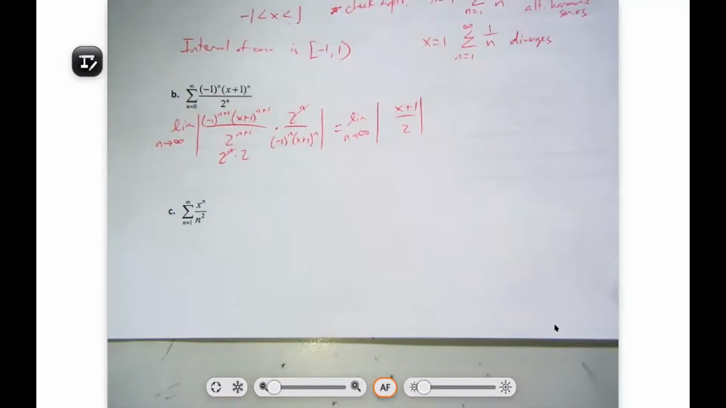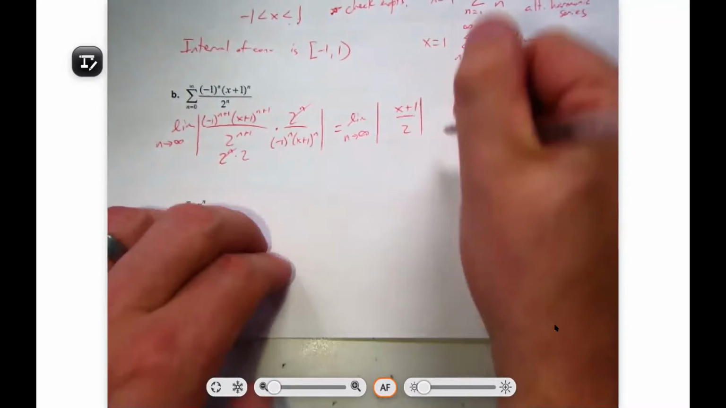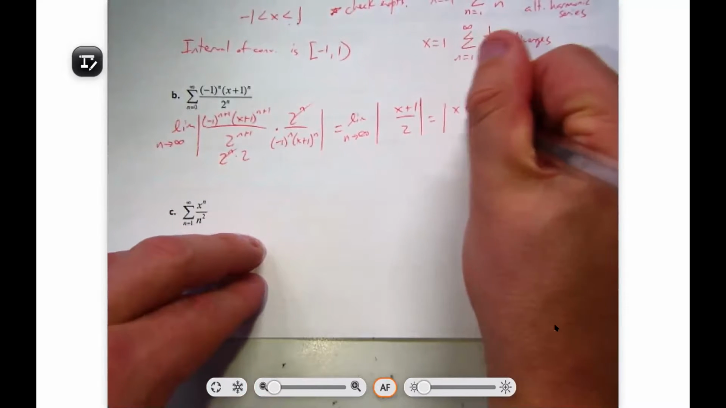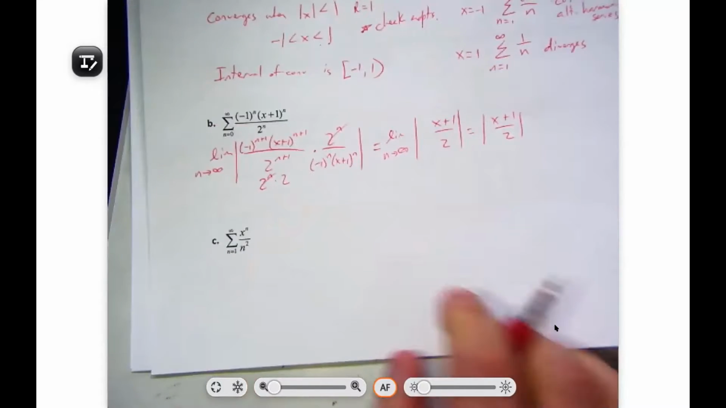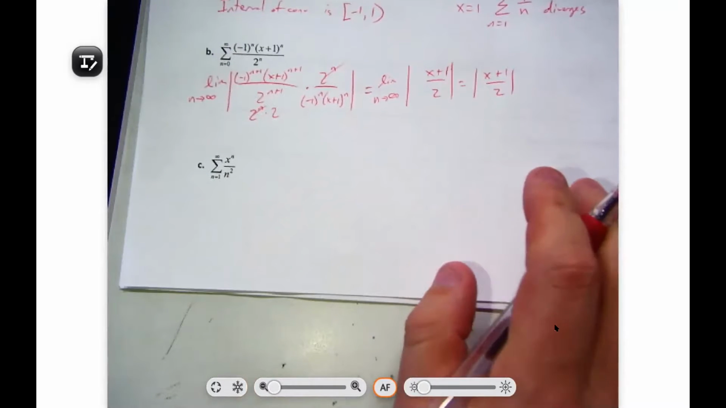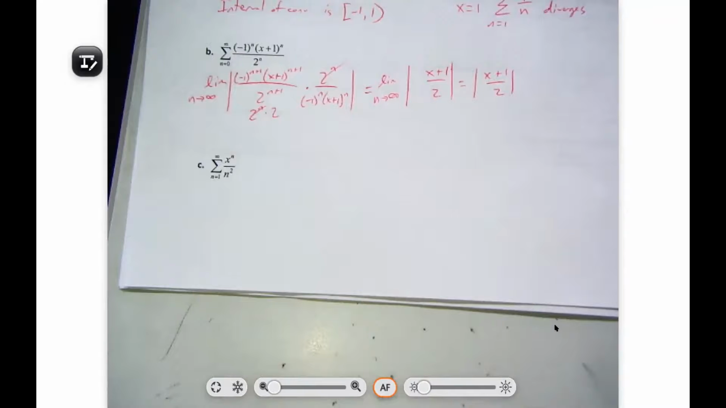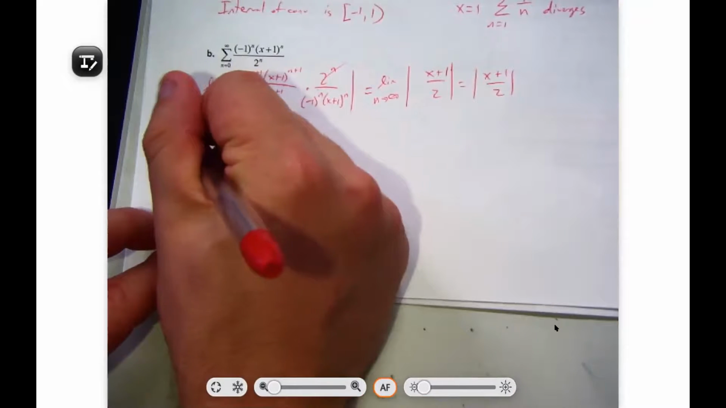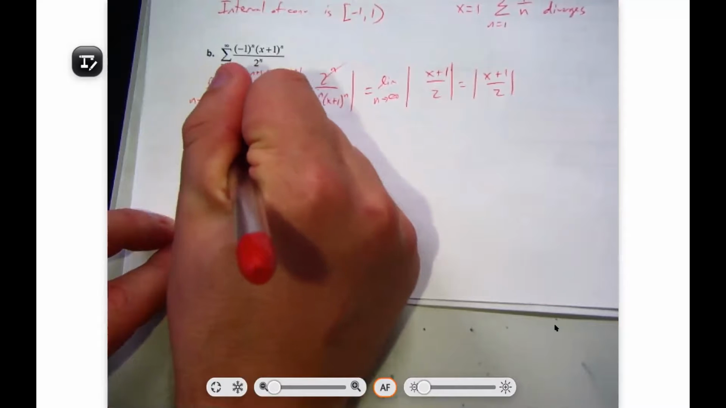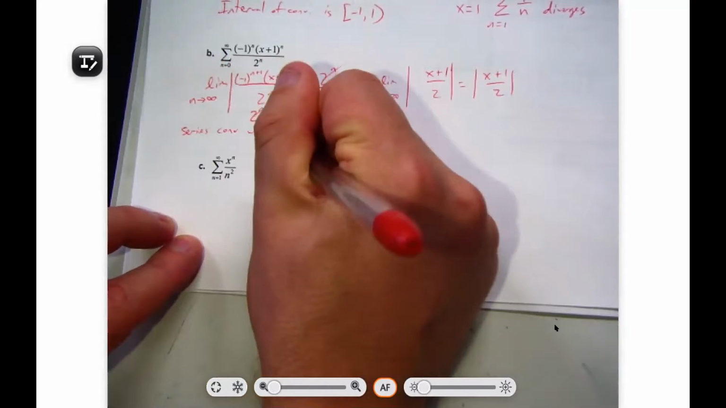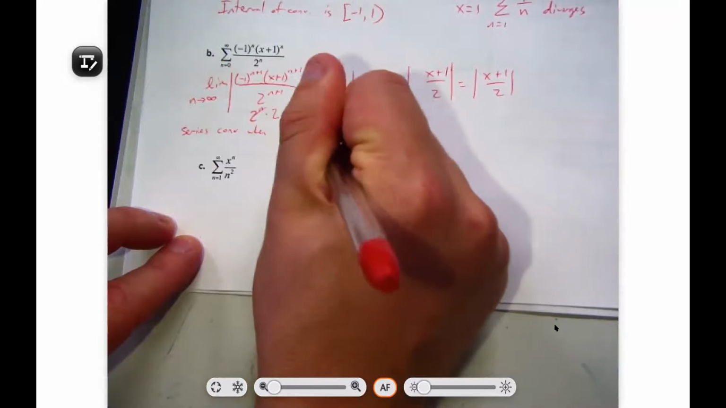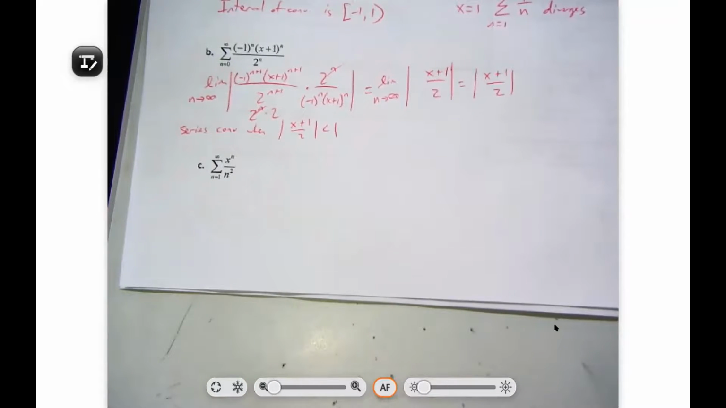And then since there's no n's in there, the limit as n goes to infinity of this fraction is just this fraction. So that's what that limit yields. This series converges when that is less than 1. So the series converges when the absolute value of x plus 1 over 2 is less than 1.